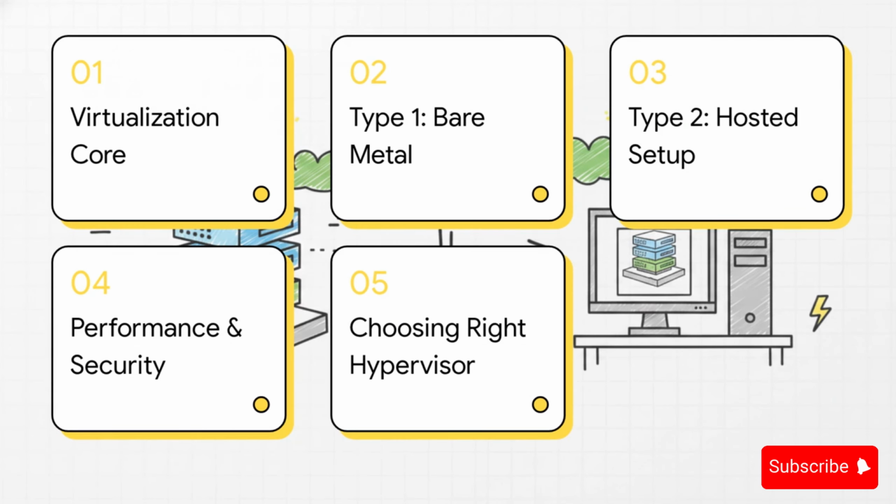Okay, let's dive into this roadmap so you know exactly how we'll break this down. First up, the virtualization core. Second, Type 1, bare metal. Third, Type 2 hosted setup. Fourth, a performance and security comparison. And finally, choosing the right hypervisor.